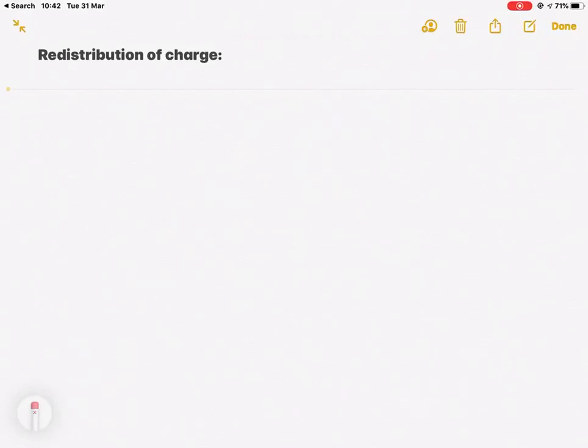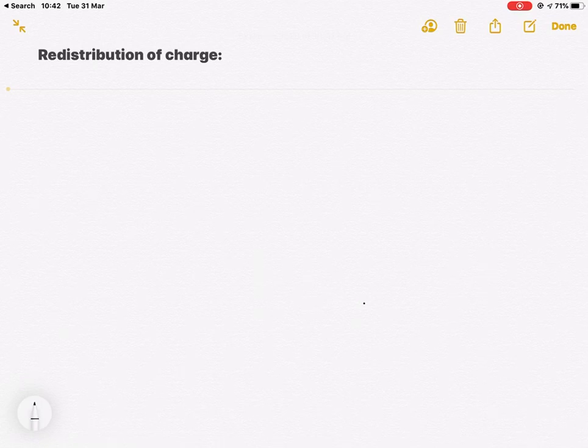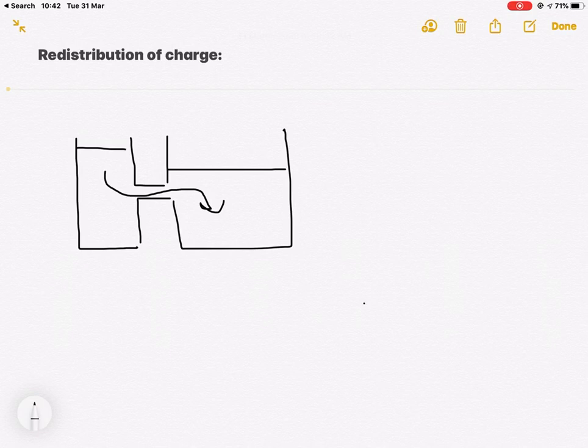So we are going to start the topic redistribution of charge. We will be starting this topic with an example. Let us have the system of two containers where these two containers are connected with each other by a connecting pipe. If these two containers are carrying liquid up to different levels, we know the liquid will flow from higher level to lower level, and this flow will continue until the level of liquid in both these vessels become equal.